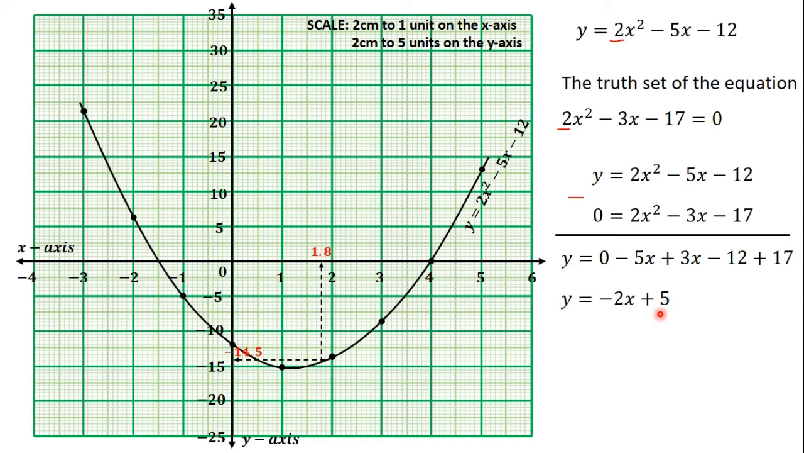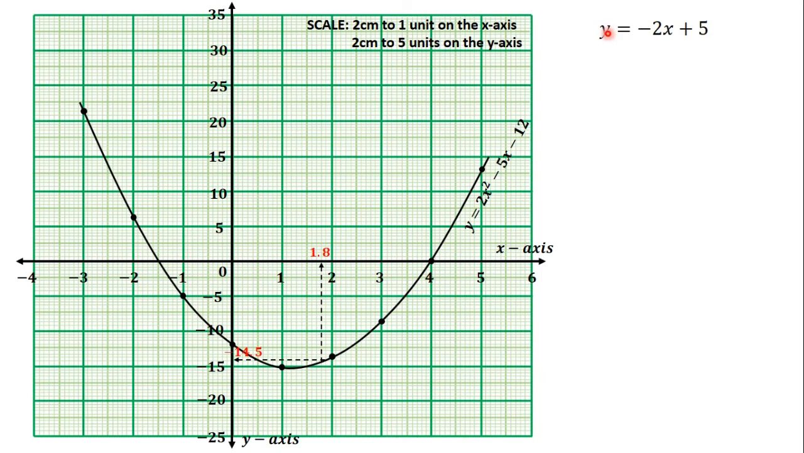In the video on using the graph of a quadratic function to find the solution of another quadratic equation, which is video number 42 in this playlist, we learned that after subtracting the equation from the function, we will have a linear function. After getting that linear function, you have to draw its graph on the same graph sheet as the quadratic function. So here, we are going to draw the graph of this linear function, y is equal to minus 2x plus 5, on this graph sheet.